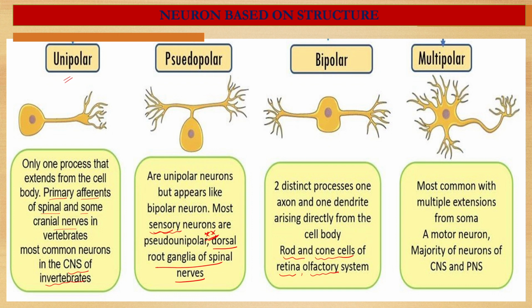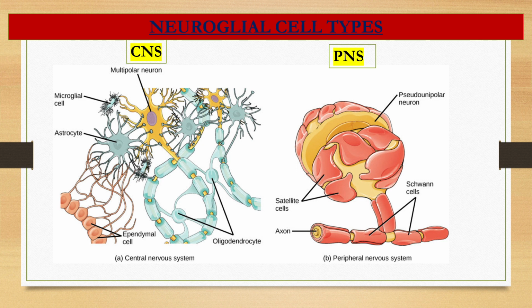Next, multipolar neurons have multiple extensions from the cell body, and these are the most common type of neuron, present mostly as motor neurons. The majority of the neurons in the central nervous system and peripheral nervous system are motor neurons. Clear? Now come to the types of cells in neuroglia. There are various types of neuroglial cells in the central nervous system, and especially two types of neuroglial cells present in the peripheral nervous system.